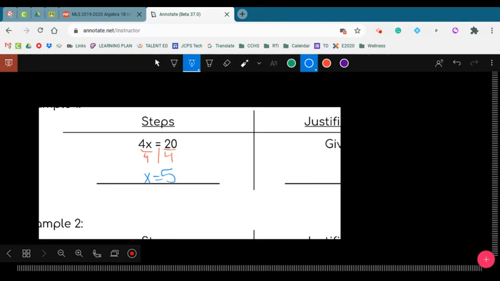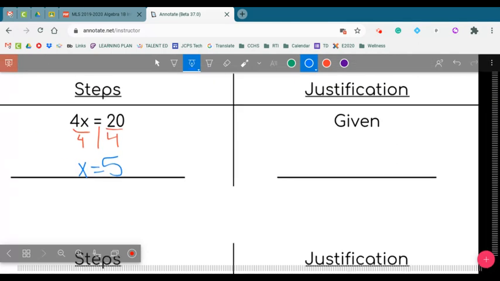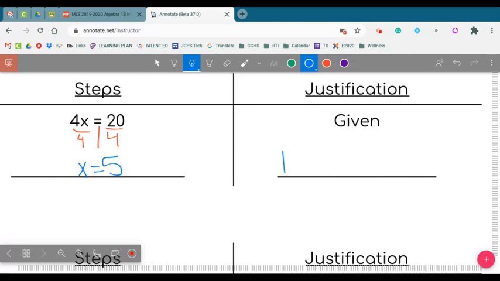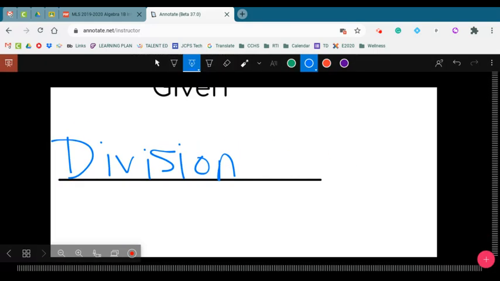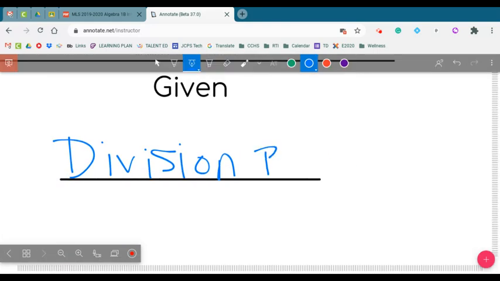So what I just did, to get x by itself, I did division. Now, a new term I'm going to introduce is property of equality. The reason I have to put that is because I did it to both sides.